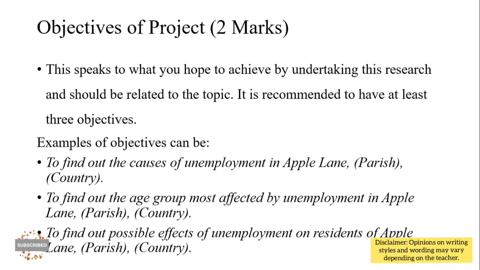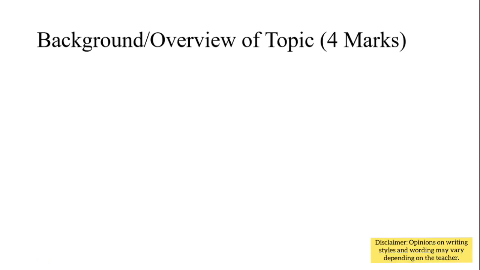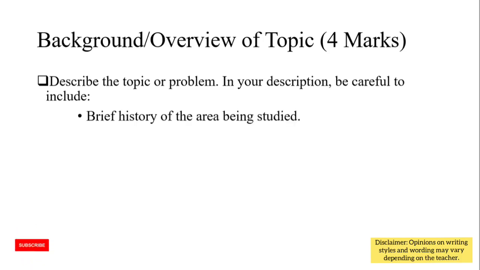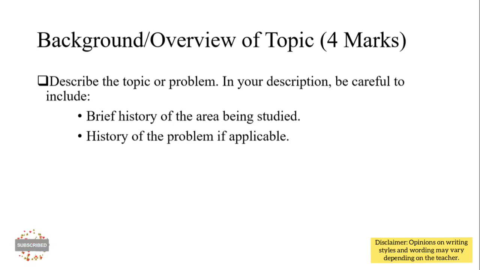And so these are some possible objectives that you can have in your objective of the project. Now, the background or the overview of the topic, right? This is worth 4 marks, so you are expected to do a little more writing here, all right? The first thing you're going to do is describe the topic or the problem. And in your description, be careful to include a brief history of the area being studied, right? So whatever area you're studying, just describe the area, the demography, the history of the problem if applicable, right?